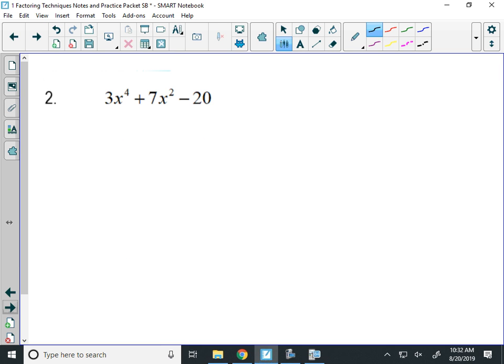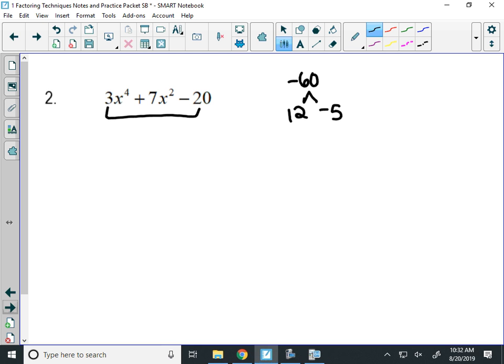Same idea, but this time I have a coefficient. So what method should I use to factor that trinomial? Split the middle, or whatever guess and check you like to do. So we're going to multiply 3 and -20. -60. What numbers multiply to -60 and add to 7? Positive 12, -5.